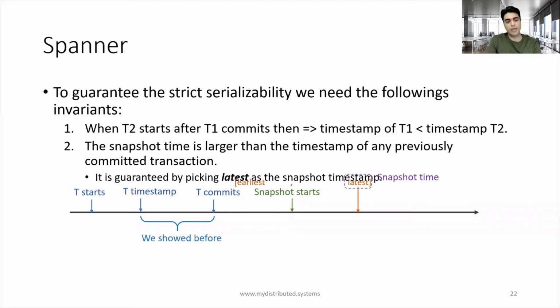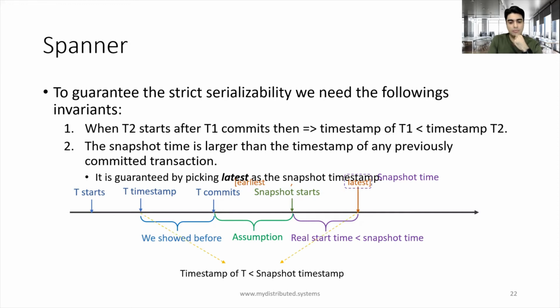And so again, we have shown before that the timestamp of T is smaller than the real commit time of the transaction. And based on the assumption, we know the snapshot starts after T commits. And based on the TrueTime property, we know that latest is larger than the real time of the snapshot, right? And these all together prove that a snapshot time is larger than the timestamp of any previously committed transaction.